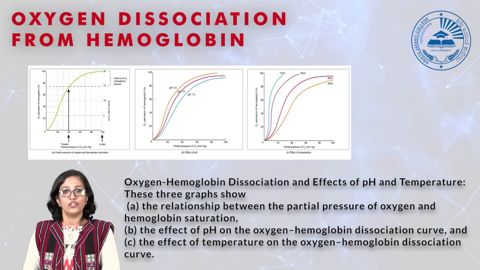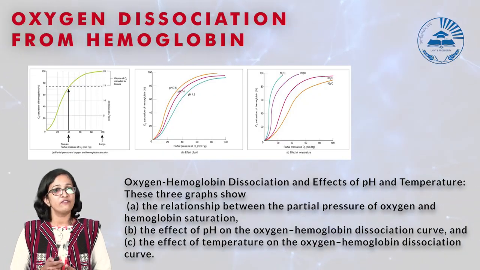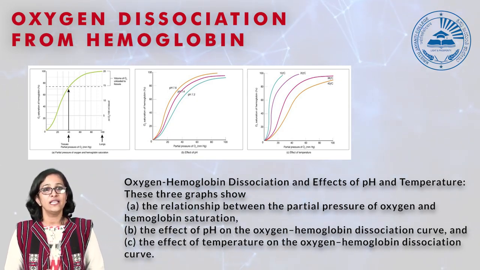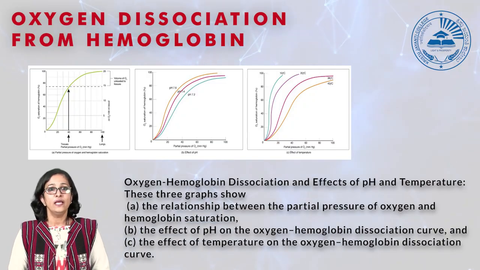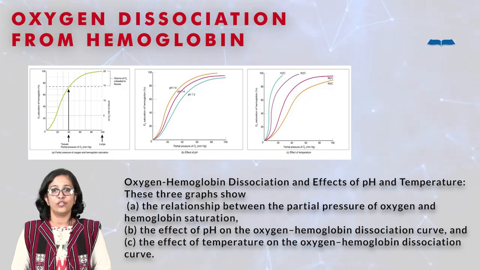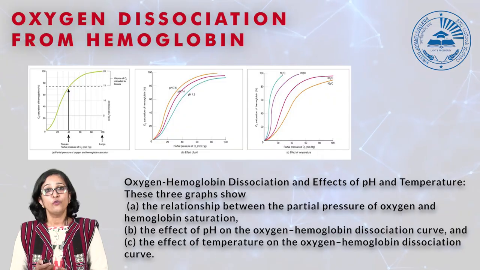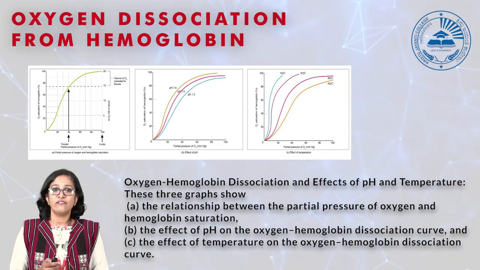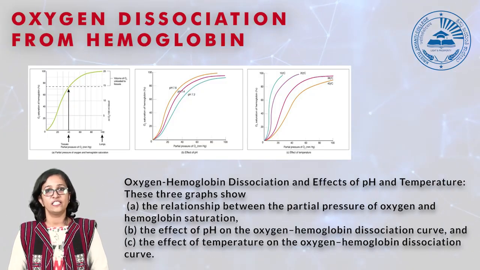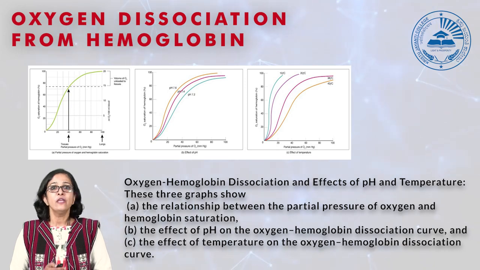Here are the 3 graphs showing the oxygen hemoglobin dissociation and the effect of pH and temperature. The left side graph with the green bar alone is where the partial pressure of oxygen and hemoglobin saturation is being shown. In the middle graph, the effect of pH on the oxygen hemoglobin dissociation curve, you can see as the pH increases from 7.4 to 7.6, towards the left side, that orange line indicates the dissociation curve at pH 7.6. It becomes difficult for the oxygen molecules to dissociate from hemoglobin.